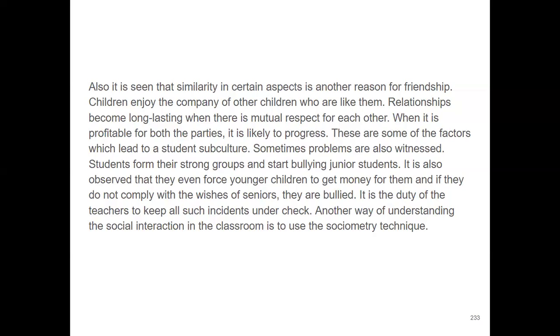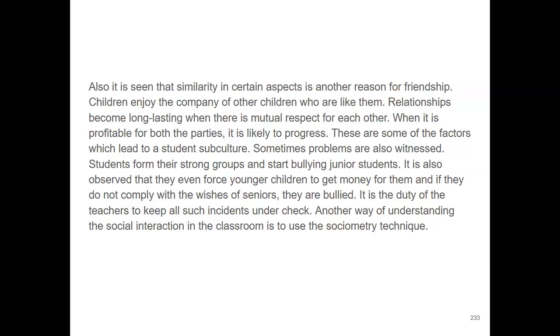There's a subculture, certain things are developing. Sometimes problems are also witnessed. The other side, in these subcultures, in these peer groups, there may be some problems.